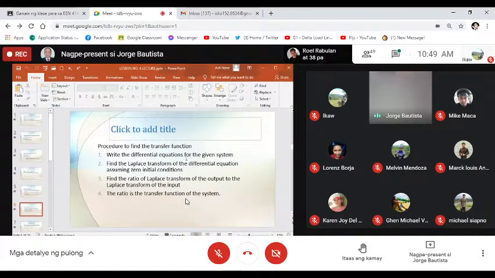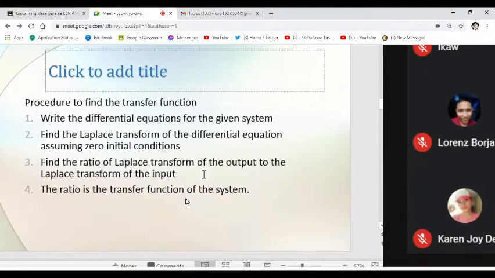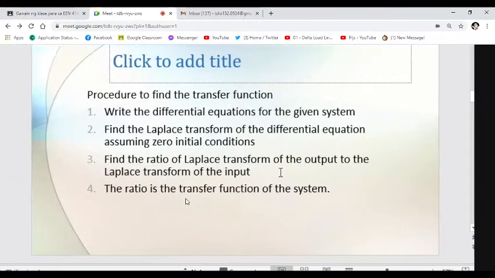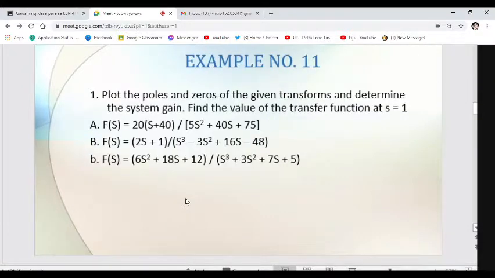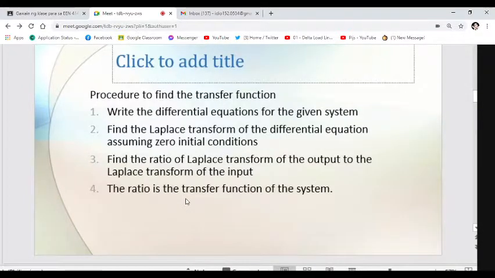Procedure: write the differential equation. Number two, convert the differential equation into Laplace, assuming all initial conditions are zero. Then take the ratio, output over the input, which is already in Laplace. The ratio of the system is known as your transfer function. Okay, now before we proceed.